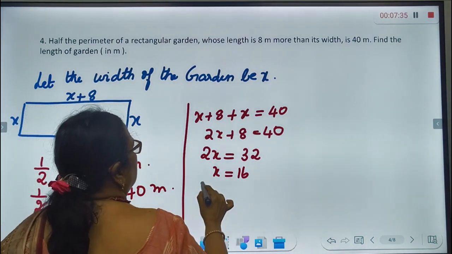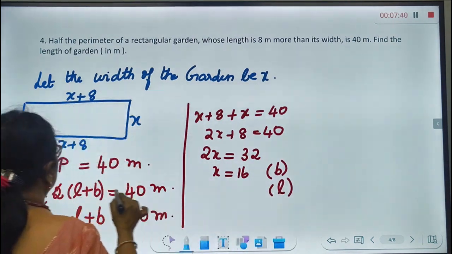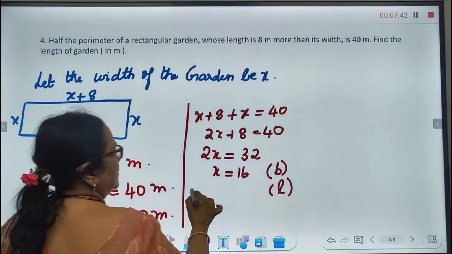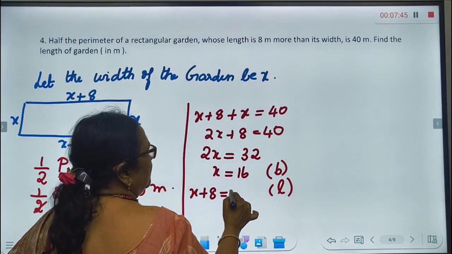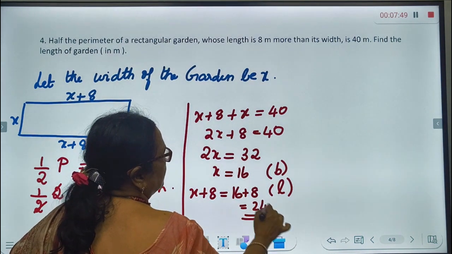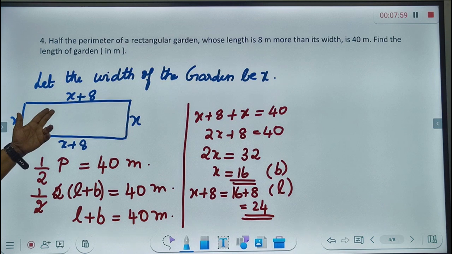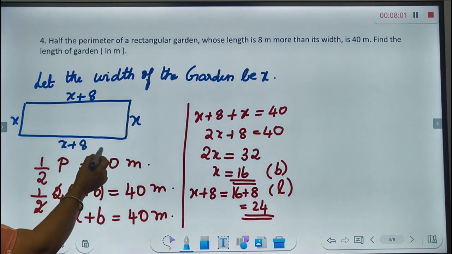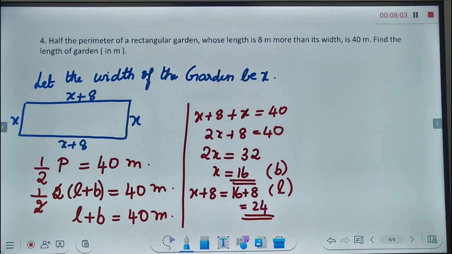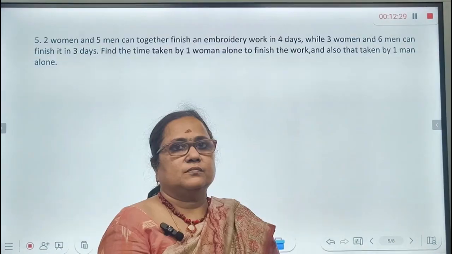If x is 16, which is the breadth, what will be the length? Length is what? X plus 8, which will be 16 plus 8, which is 24. So we have found the value of the length, we have found the value of the breadth. Very simple problem. This can be asked as a multiple choice question with options.